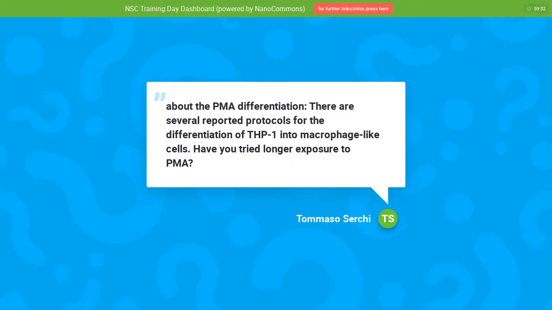So I do see there's a few questions in the box. The first one is about the PMA differentiation. Yes, there are quite a few different protocols for differentiation of the THP1s. And as I said in my presentation, the reason we went with the protocol we did is because it's been characterized in-house. We characterized a range of differentiation periods as well as the concentrations of PMA. And this is what led us to decide to choose our 48 hours with PMA and 48 hours without.